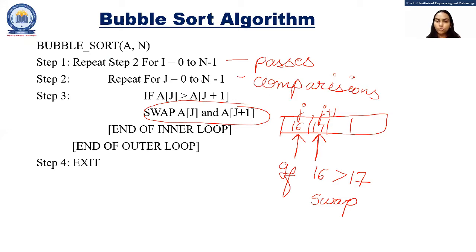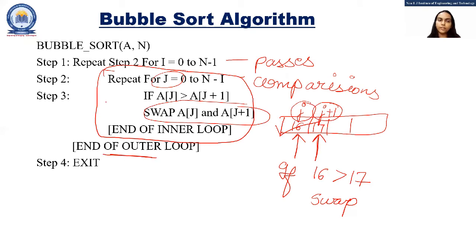So if we take loop j for the comparison, it would start from j to j plus 1, right? So swap would only happen if the current element, that is a of j, is greater than a of j plus 1, right? So this would keep on repeating till the entire one pass of the array is completed. And once the inner loop gets completed, then again the outer loop will run, which is passes, right? So for one pass, the whole complete j rotation is done. For the second pass, the whole rotation is done. For the third pass, and so on.